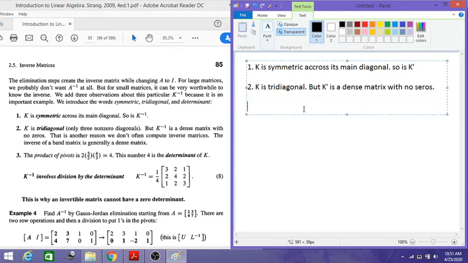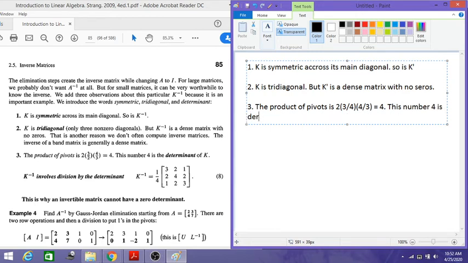So there is another point. And third is that the product of pivots is 2 into 3 by 4 into 4 by 3, which is equal to 4. This number 4 is actually the determinant of K. So that is what it means. So if we actually find the determinant with the matrix method, then the determinant value would have been 4.